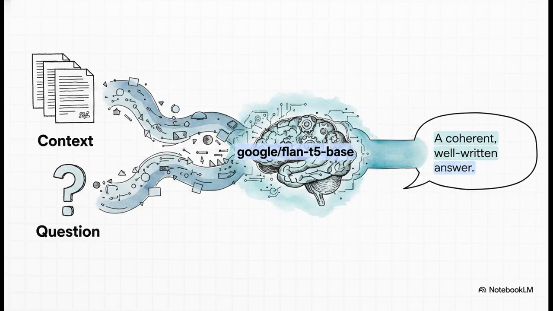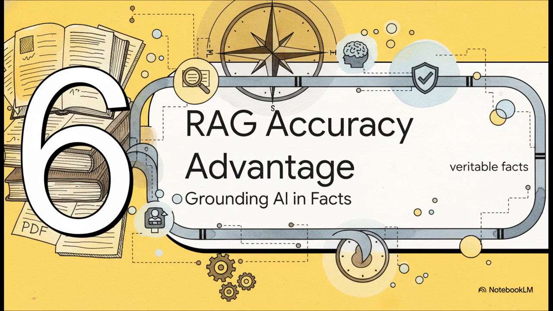And the model that actually carries out this final step, the one that synthesizes all that context and the question into a nice, coherent answer, is Google/Flan-T5-base. This is the generation part of Retrieval-Augmented Generation. It's the one that writes the final response. So we've now built our entire pipeline, all the way from a PDF to a final answer.